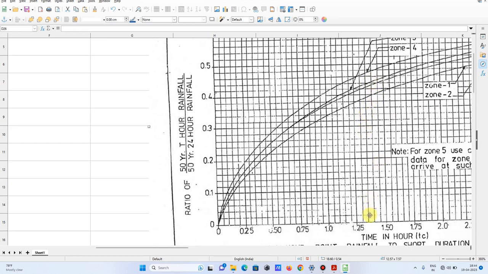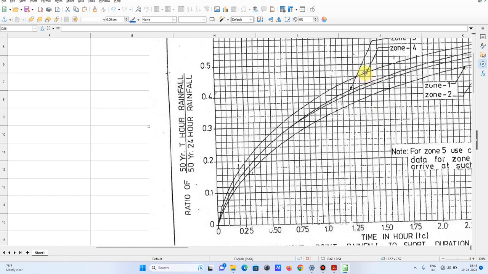So I'll mark the approximate value of the TC ratio for the 1.35. So I'll mark this 1.3. Each unit is 0.05 hours here. So 1.3 and 1.35. Okay, 1.35 for the zone 4.